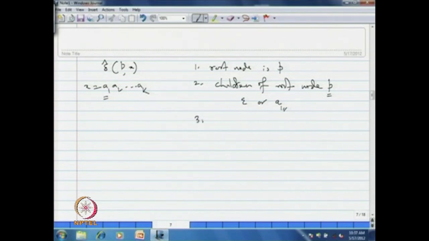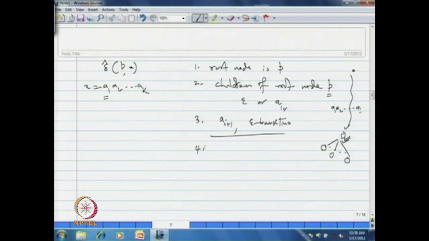Then, for any node, if we have the branch from the root to that node, if that branch is labeled with say A1, A2 up to say AI, then the children of that node will be exactly those nodes where we have a transition from this node to that node via the input symbol A I plus 1, because the next input symbol is A I plus 1, we have to go up to A K, or via an epsilon transition. So, we need to consider whether it is an epsilon move from this node or any move on input symbol A I plus 1. So, all those nodes will be the children of this particular node.